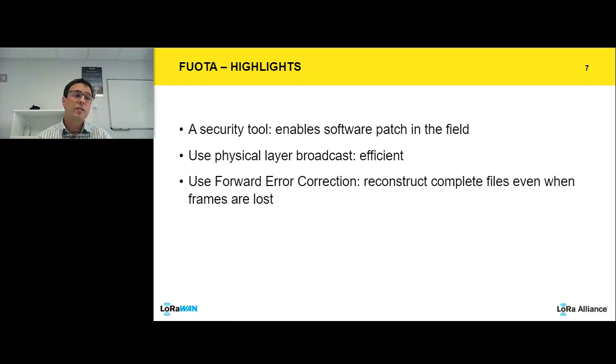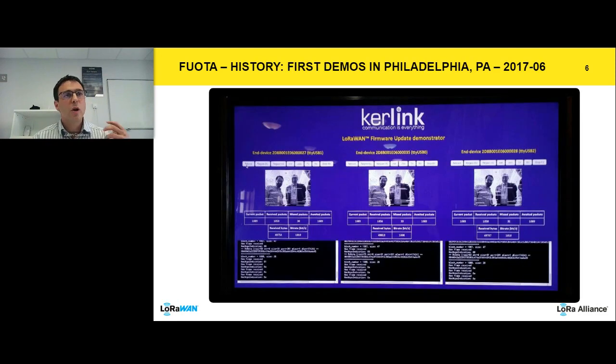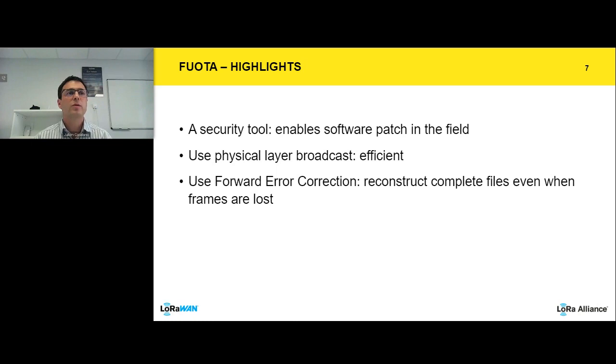And finally, and this is related to what I just described on the picture earlier, we use forward error correction. This is linked with the physical layer broadcast in the sense that forward error correction allows you to reconstruct complete files even if some frames are lost. The little white pixels you see there were lost fragments, and with the specification we built, forward error correction allows the devices to reconstruct those lost fragments without communicating back to the network server and the application server. But we will describe that in a moment.